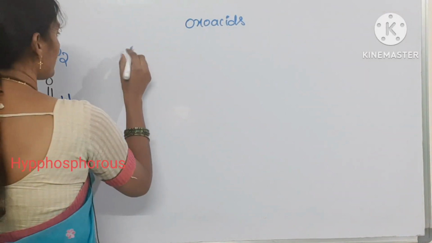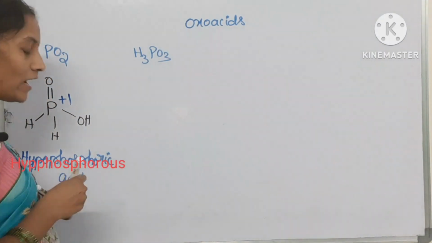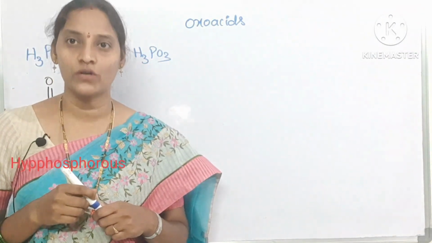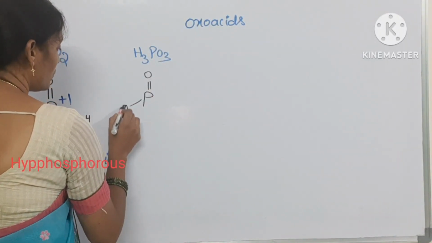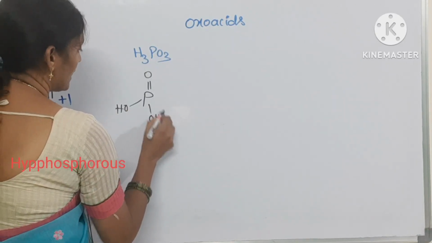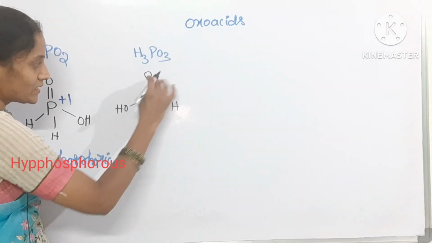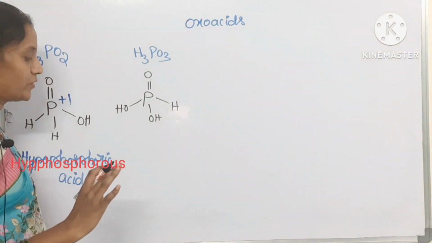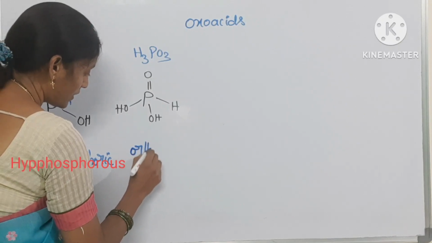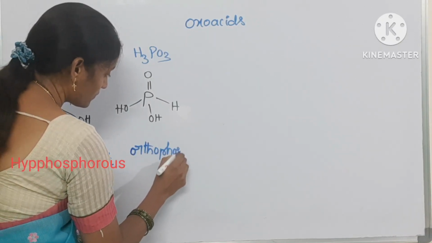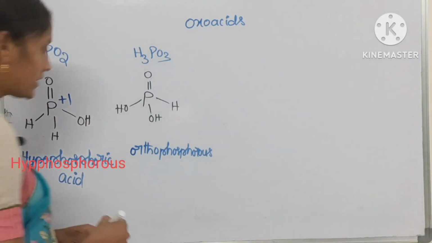Next one is H3PO3, orthophosphorus acid. Its structure is P double bond O, OH, OH, H. See, here only one P-H bond, two P-OH bonds and one P double bond O bond. This is orthophosphorus acid.